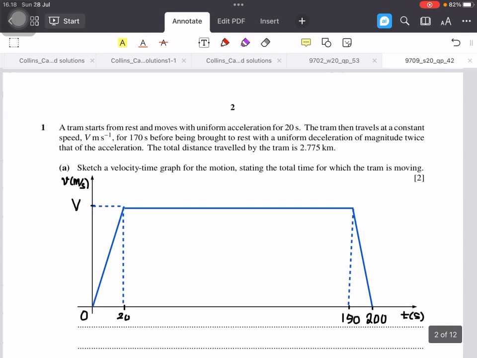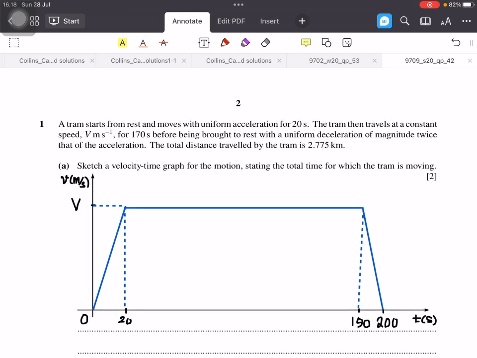Question 1. A tram starts from rest and moves with uniform acceleration for 20 seconds. The tram then travels at a constant speed v meters per second for 170 seconds before being brought to rest with uniform deceleration of magnitude twice that of the acceleration. The total distance traveled by the tram is 2.775 km.